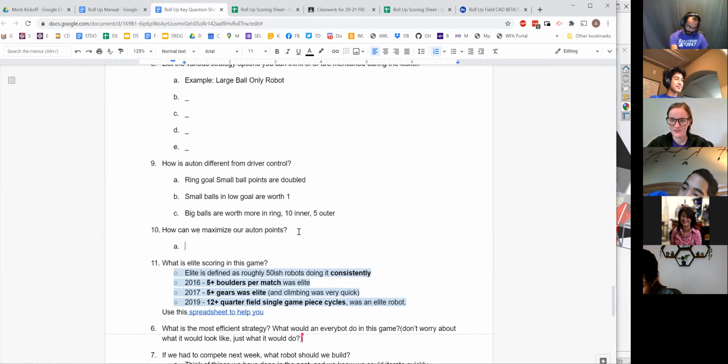Maximizing outer goal or autonomous points is what? How much do you start with again? I don't necessarily mean what the number is. I mean, what do we end up having to do to maximize auto points? You start with 10 small balls and 1 big ball. To maximize those points, you're probably scoring all those balls, right? Yes. So score all starting balls.